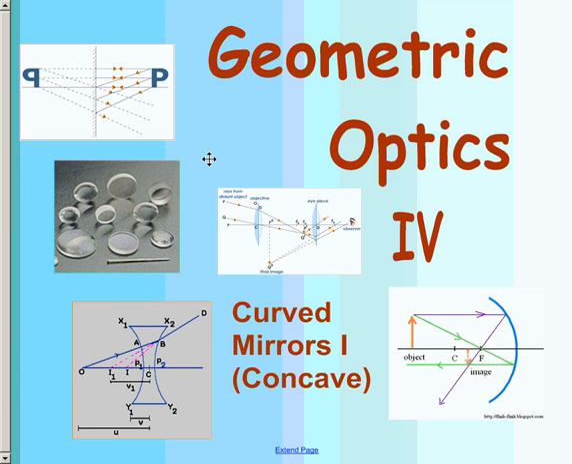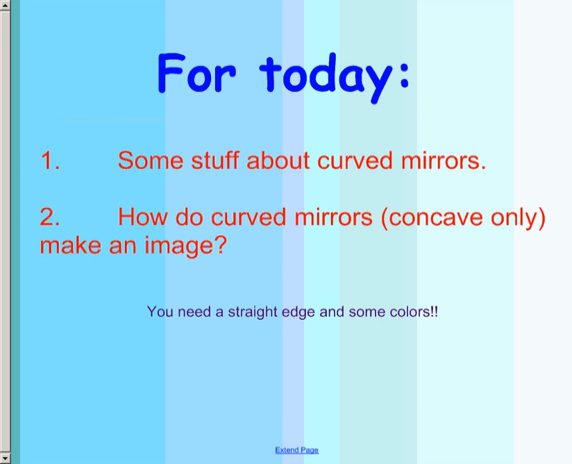We are in the middle of geometric optics, and today things are really going to get fun. This is where the craziness really starts to kick in. So, hope you enjoy. Here's what we're going to try and do today. We're going to talk about some general things about curved mirrors, and then number two, we're going to talk about how one kind of curved mirror, a concave mirror, makes an image.